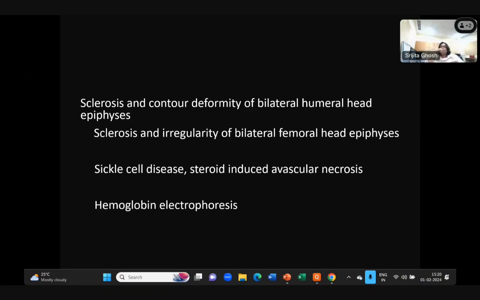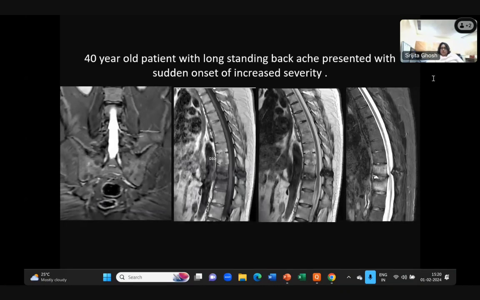Wherever there is bilateral avian, you have to suspect some hemoglobinopathy like sickle cell disease, systemic hemoglobinopathy, and or steroid induced avascular necrosis. And something which can help you, a history will help you, of course, of long-term steroids and hemoglobin electrophoresis. Not only blood investigation, you have to write hemoglobin electrophoresis. Okay, got it? So that's nice.